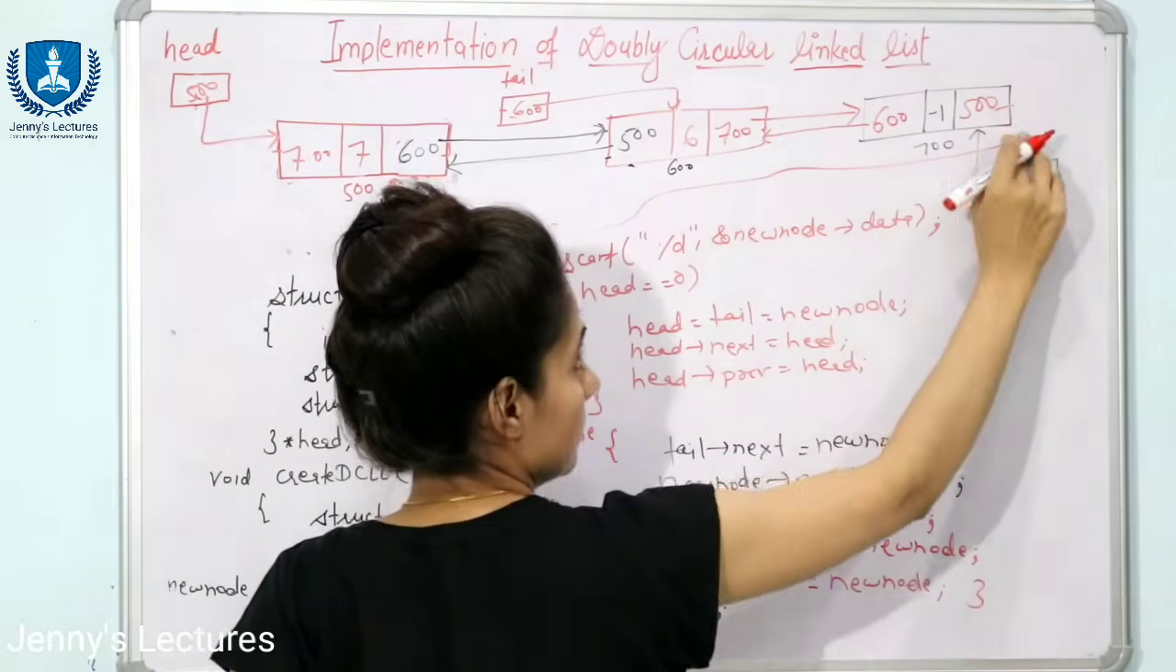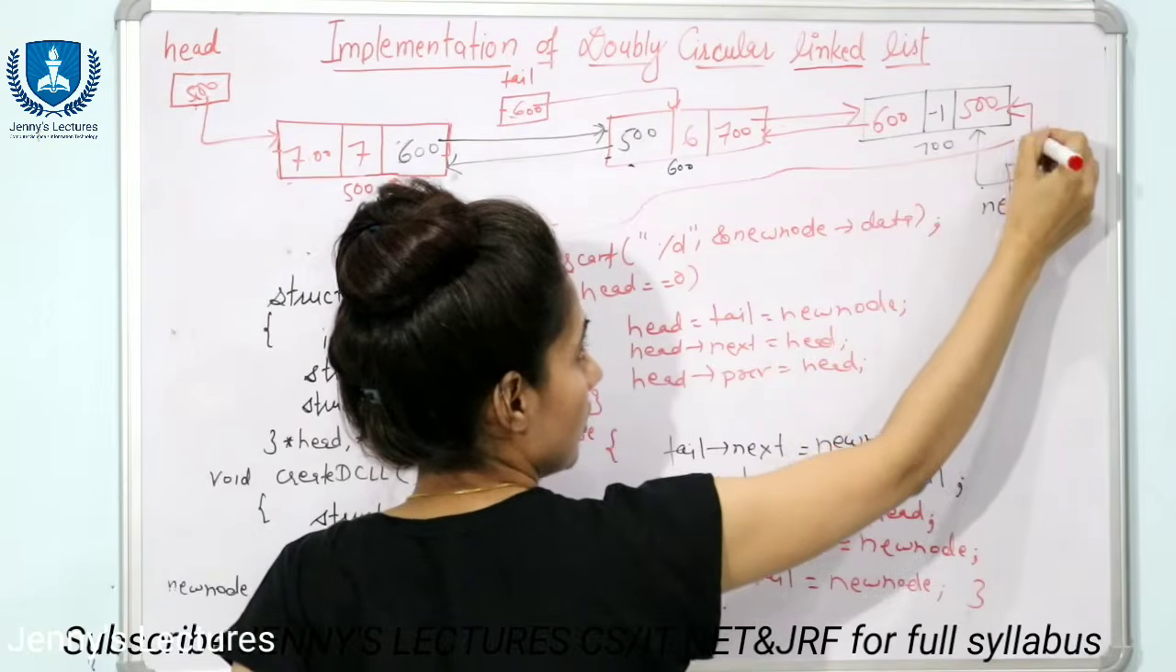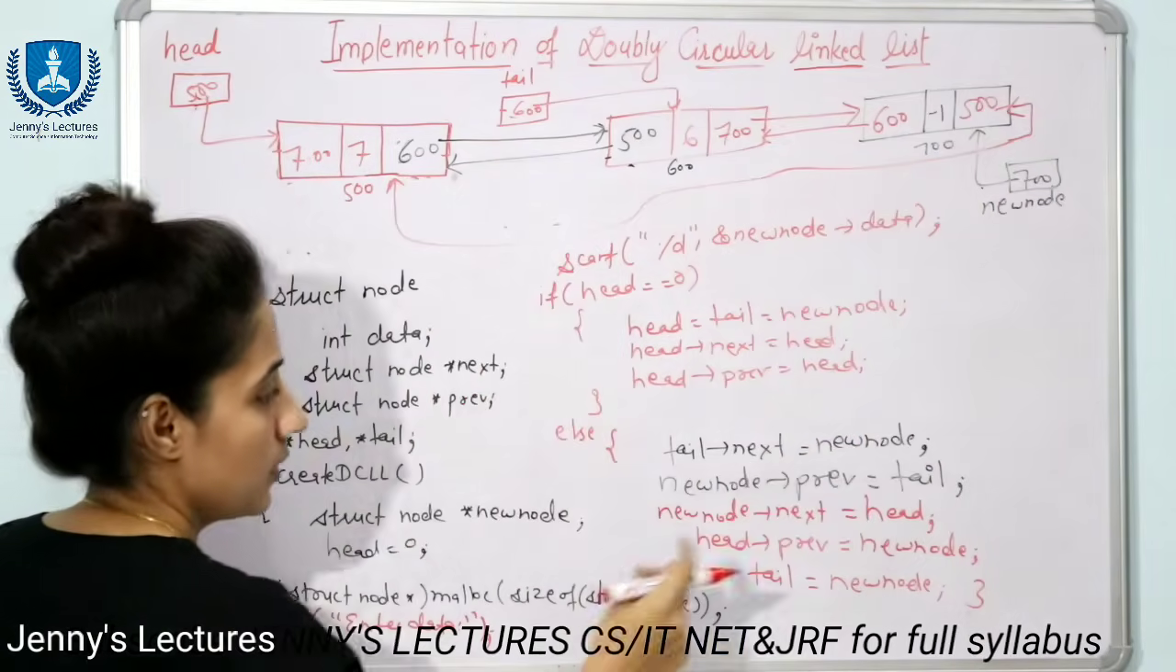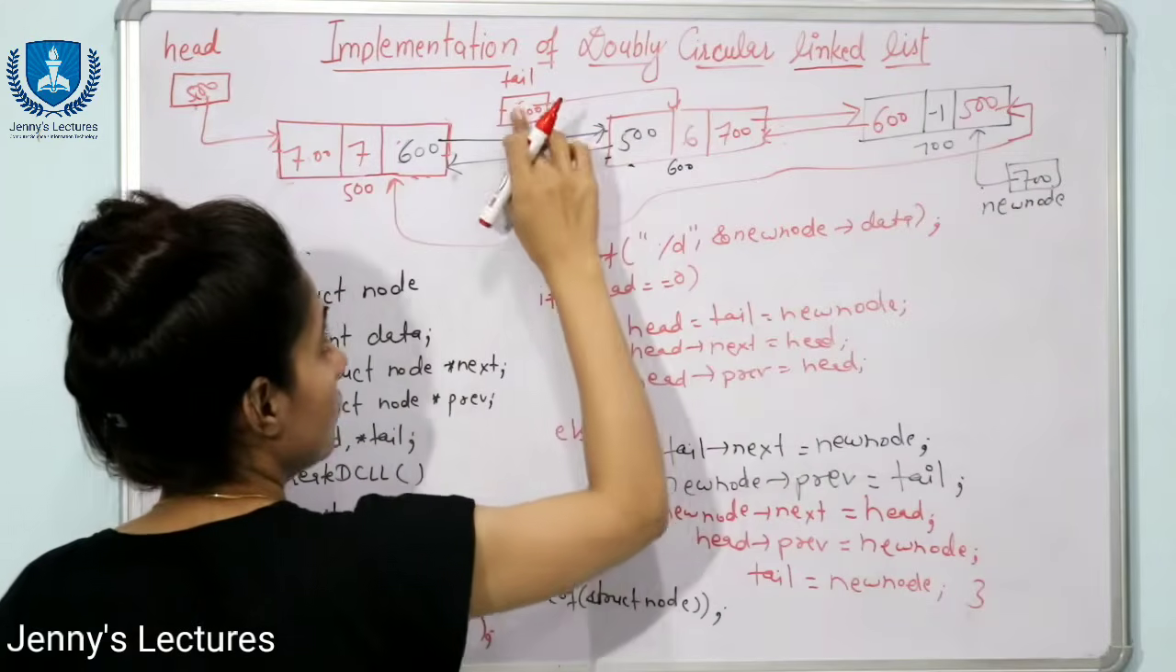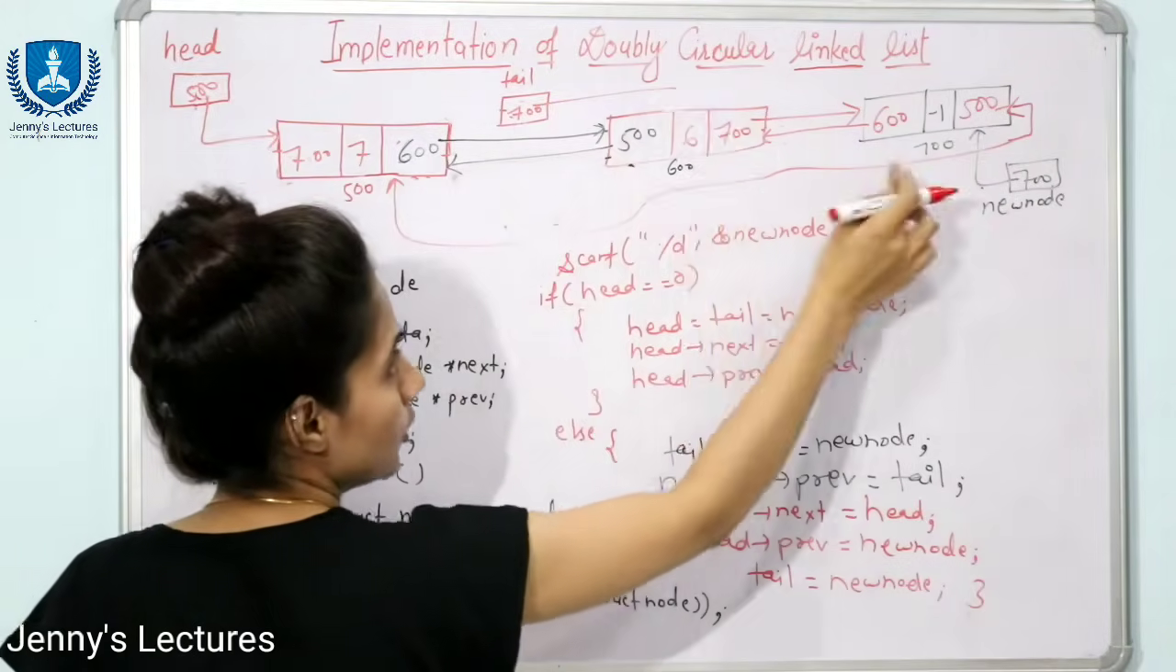So I'll make the link bidirectional, right? Fifth, tail is equal to new node. In new node I have 700, so now tail is pointing to this node.